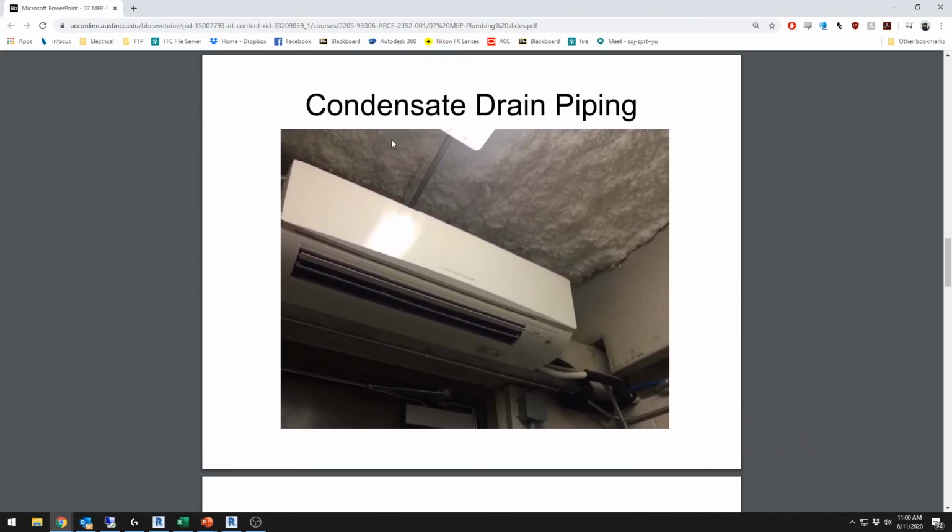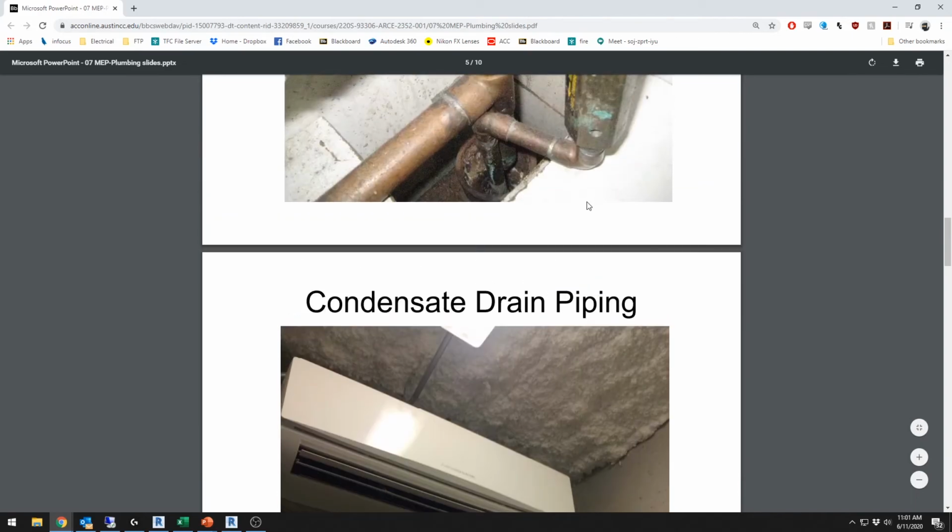Next, you have condensate drain piping. So we talked about these units with the mechanical. This is like the spot cooler. This is if you have a server room or something small and just need to keep it cool. But anytime you have refrigerant creating cold air, you're going to have condensation. So you'll have a condensate pipe, this white one right here, run out and into a drain. It could run into this hub drain up here.